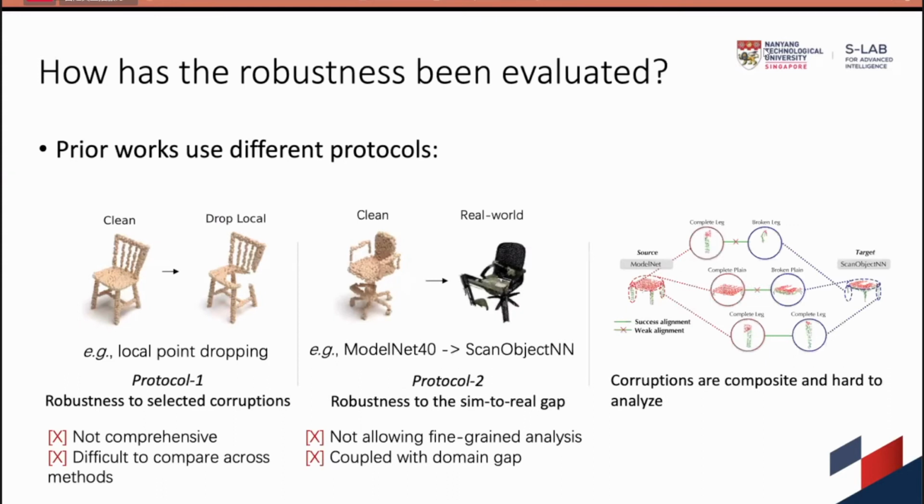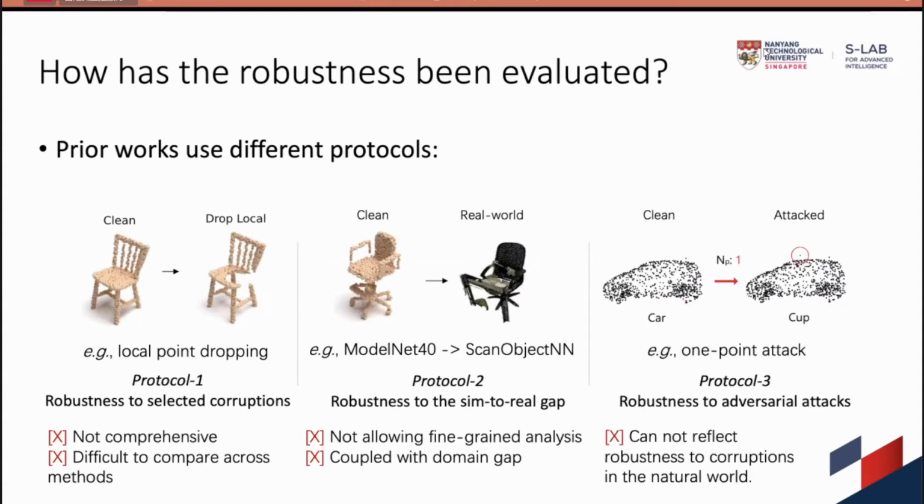Protocol 2 evaluates the robustness to the sim-to-real gap. Real-world corruptions always come in a composite way, not allowing fine-grained analysis. Besides, the sim-to-real performance gap couples with the domain gap within each category, which obfuscates the evaluation results. Protocol 3 evaluates the robustness to adversarial attacks. It measures the worst-case performance, but cannot reflect a point cloud classifier's robustness to common corruptions in the natural world.